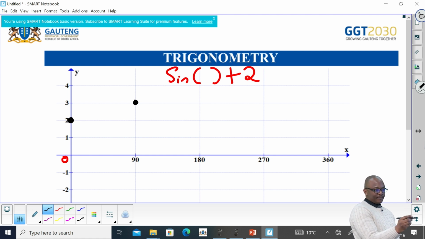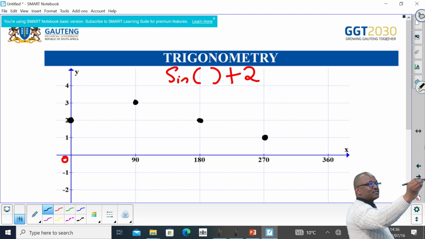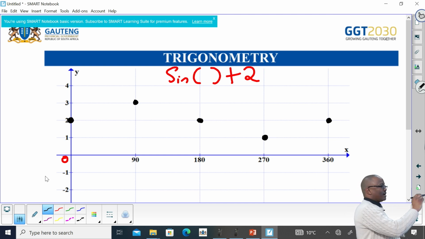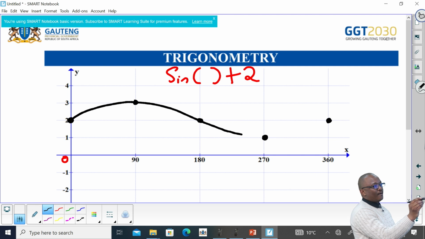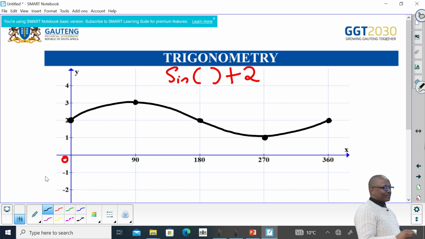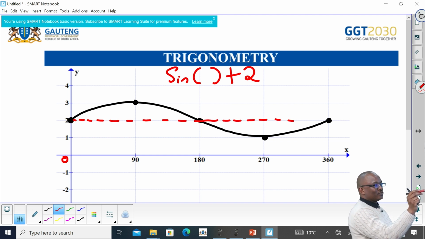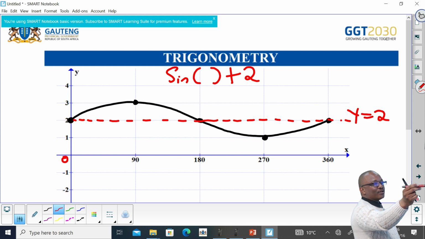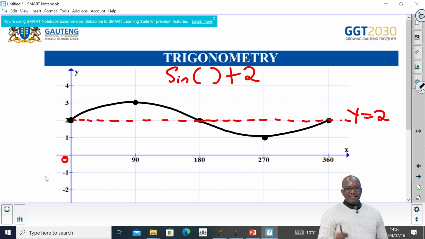Then if you say 180, when you substitute 180 there, you will get 2. Then 270, you will get 1, and 360, you will get 2 again. So that's what our graph will look like when we sketch it. Then from there, remember, our midline is at 2. Our midline now, y is equal to 2. Then we can start reading from there.